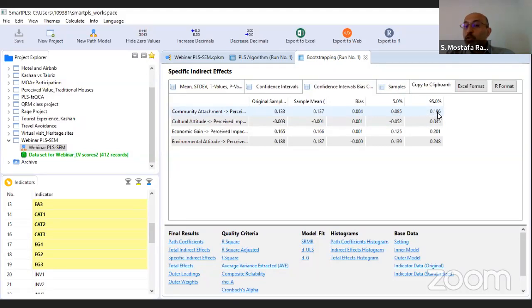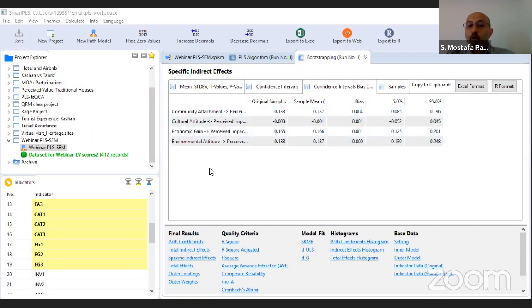These two values, for this effect to be significant, these two values should not include 0. So if 0 doesn't fall within the lower and upper level of the confidence interval, it means our indirect effect and our mediator is significant. It means M mediates the relationship between X and Y.